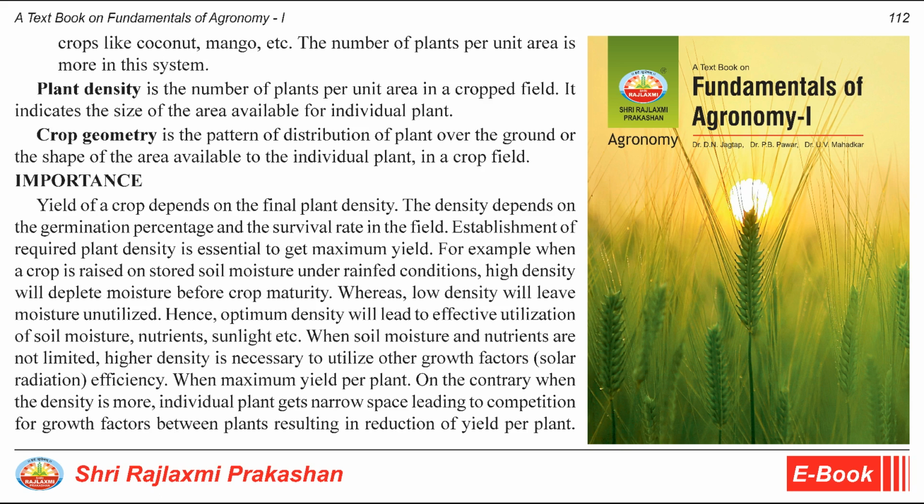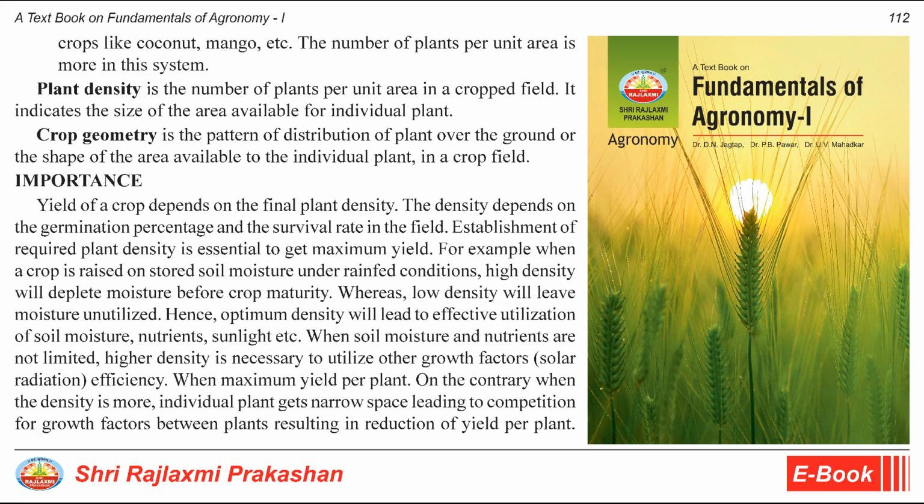For example, when a crop is raised on stored soil moisture under rain-fed conditions, high density will deplete moisture before crop maturity, whereas low density will leave moisture unutilized. Hence, optimum density will lead to effective utilization of soil moisture, nutrients, sunlight, etc. When soil moisture and nutrients are not limited, higher density is necessary to utilize other growth factors and solar radiation efficiently.